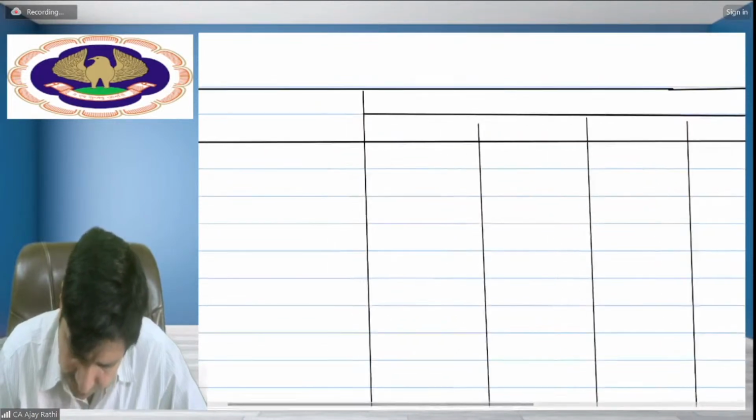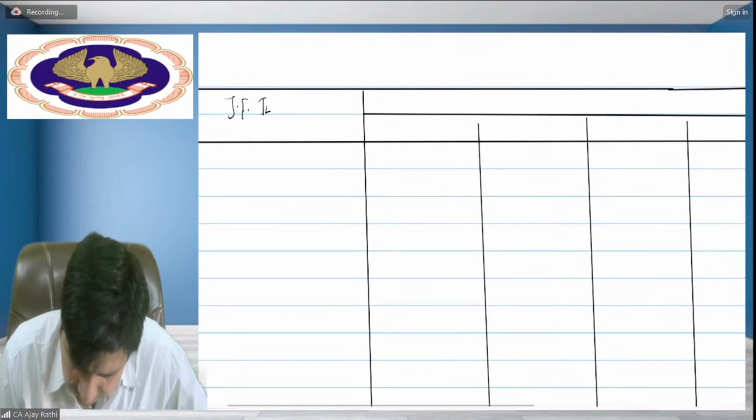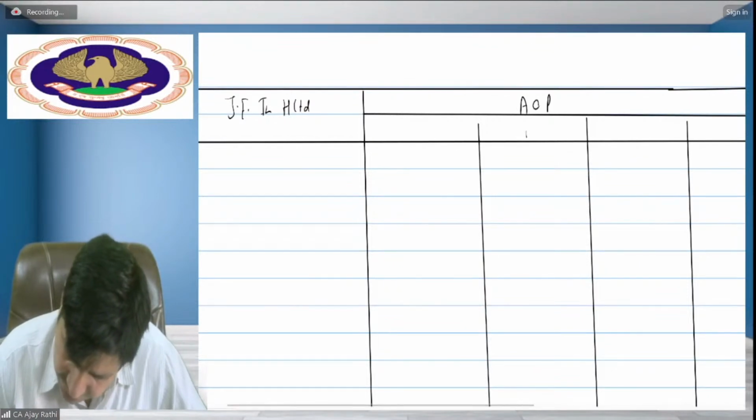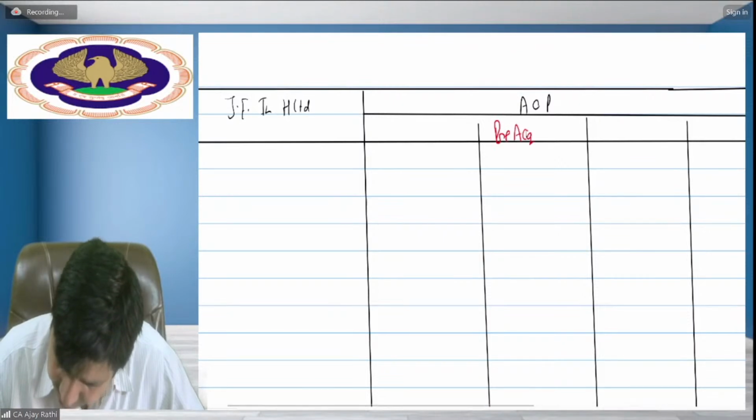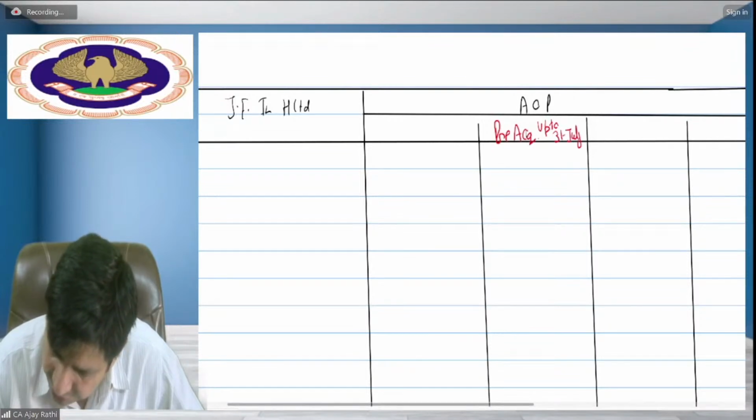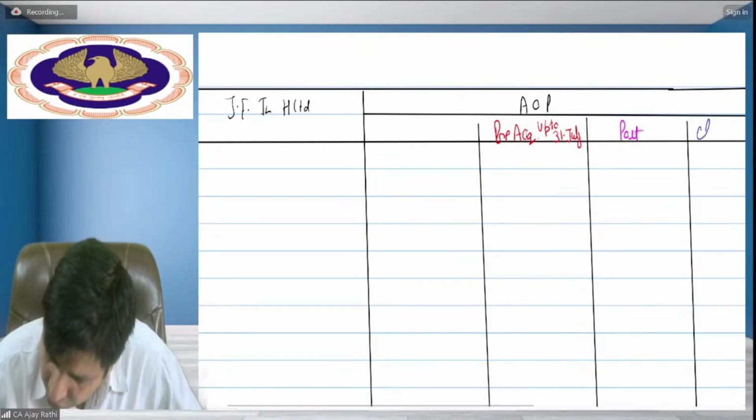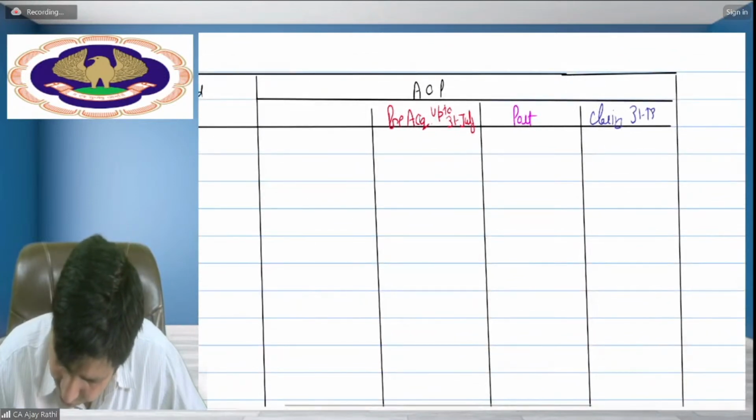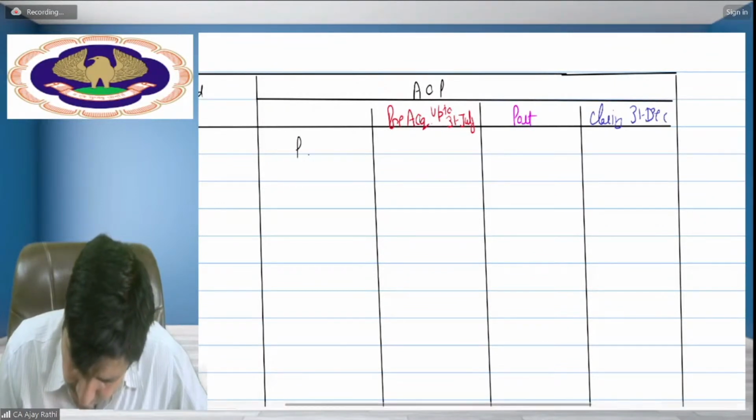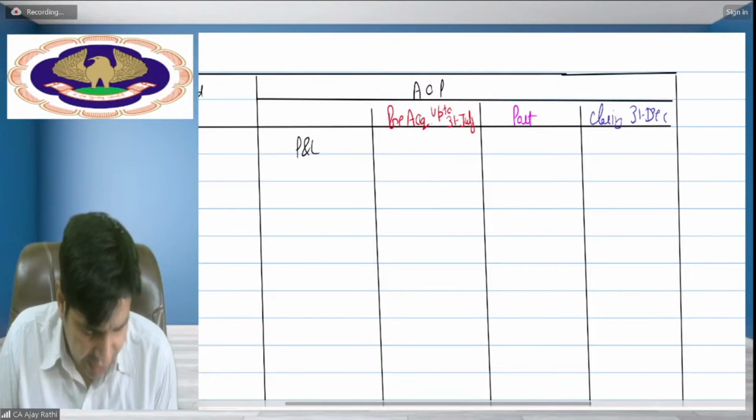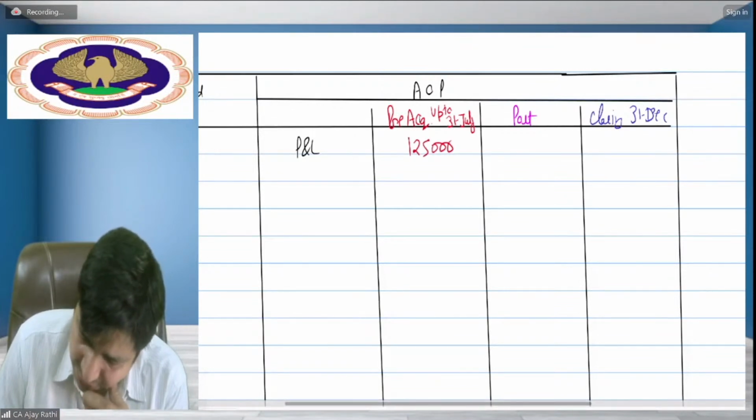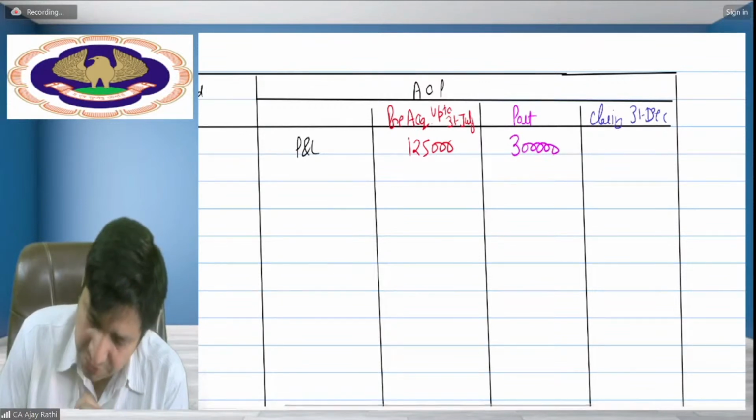Of course, on the left side, general entries in H Limited, that is the holding company, and this is the analysis of profit. This is pre-acquisition up to 31st July, this is post-acquisition, and this is closing, 31st December. Beta, see, the question has given us the profit and loss balance, that is 1,25,000, and the profit post-acquisition is 3 lakh. Now we have to apply the time adjustment.